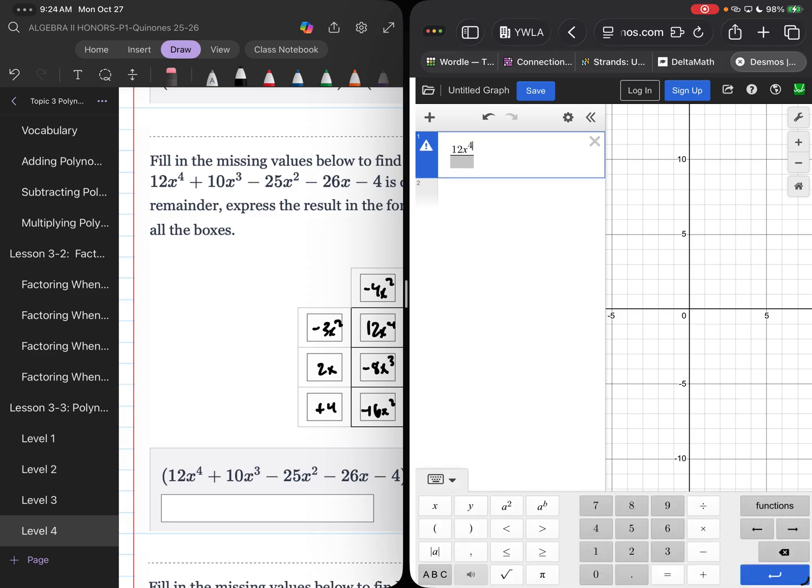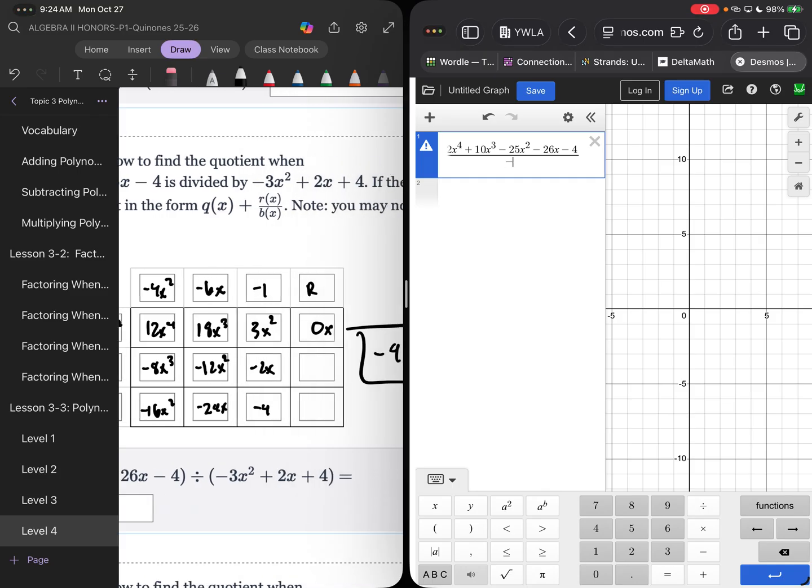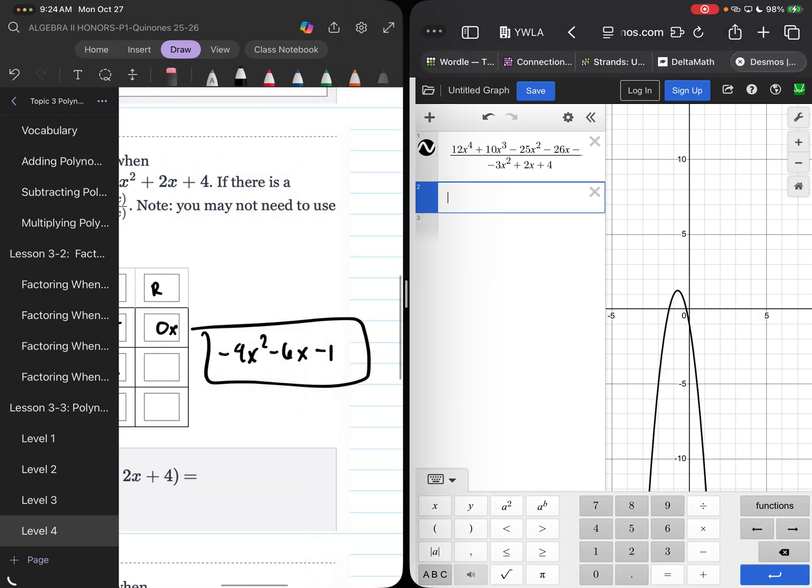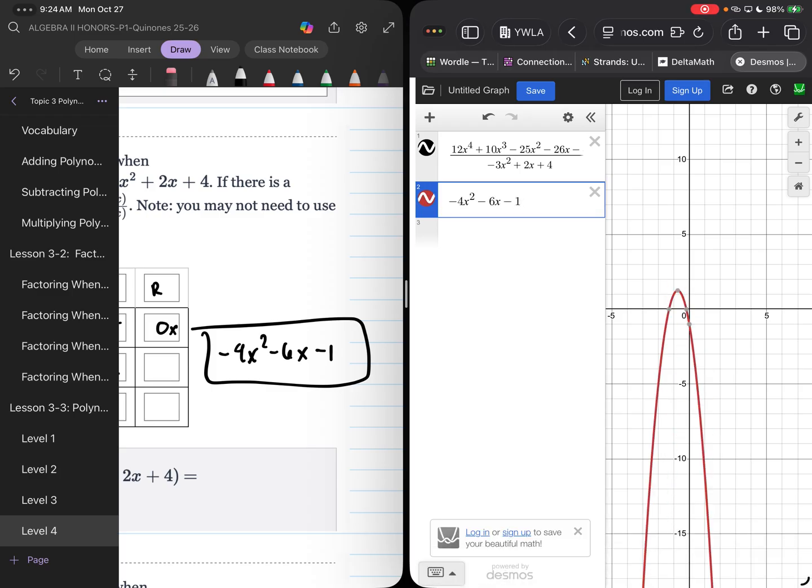12x to the 4 plus 10x cubed minus 25x squared minus 26x minus 4, all divided by negative 3x squared plus 2x plus 4. Okay, let's see what we get. Negative 4x squared minus 6x minus 1. Looks like we did it right.